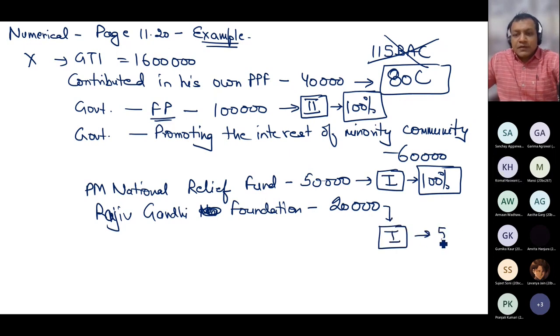Category 1, 50%. So one donation you might not know, but please note it down. It is covered in category 2, so this also you can learn in 50%. So this is a new point.